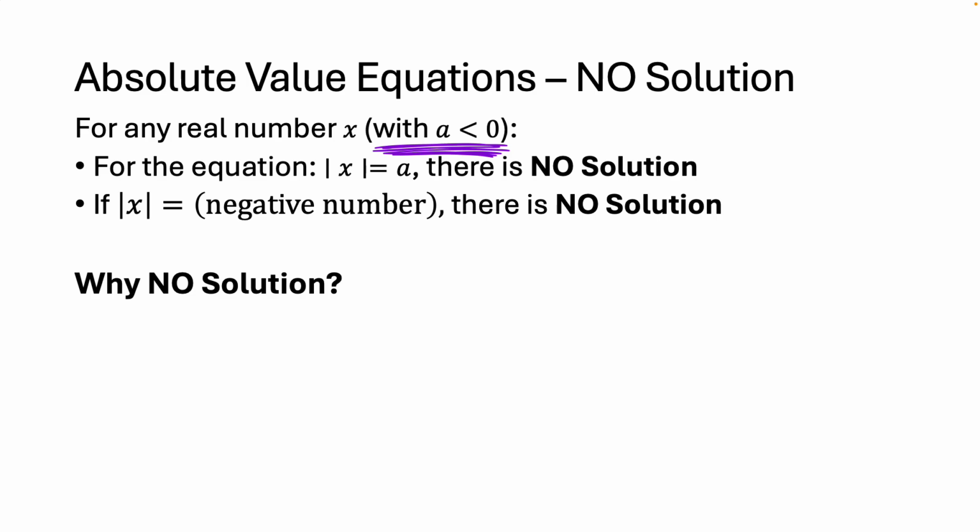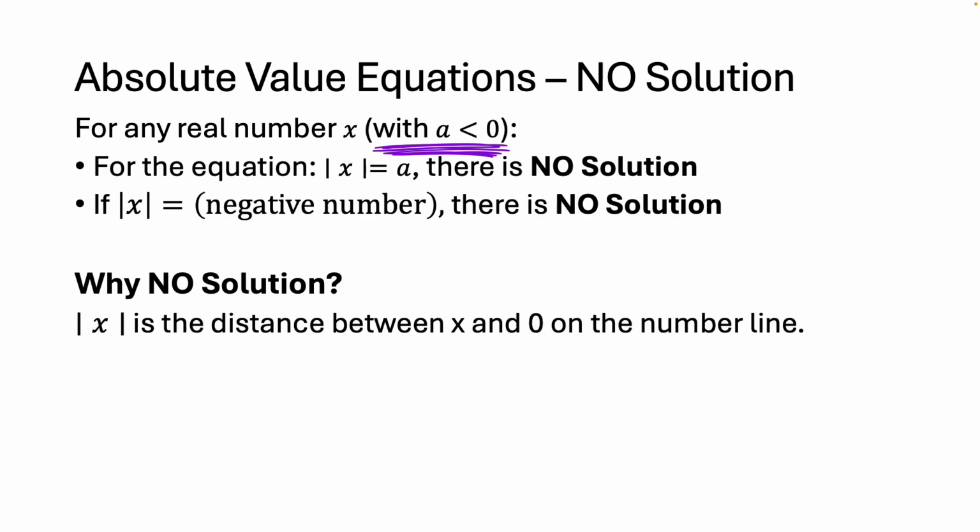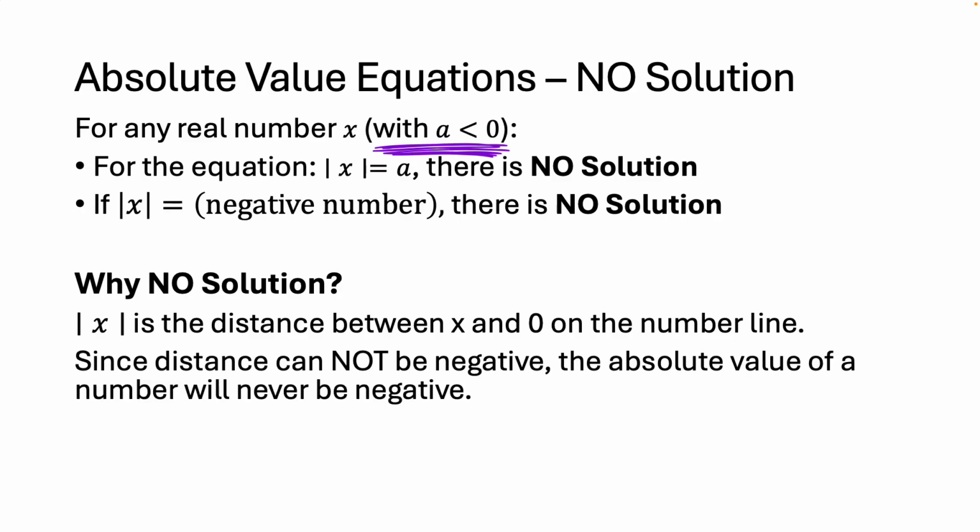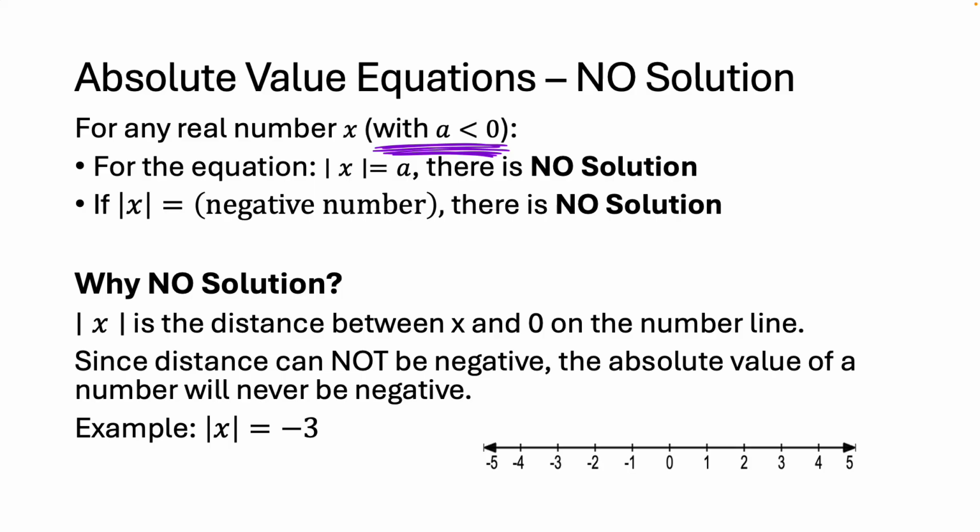Why no solution? Well, it goes back to the fact that the absolute value always describes the distance between x and the number 0 on the number line. Since distance cannot be negative, the absolute value of a number will never be negative. For example, for the equation absolute value of x equals negative 3, you would be looking for a value of x that is a distance negative 3 from 0. Since distance is always a positive quantity, this cannot happen, so this equation has no solution.